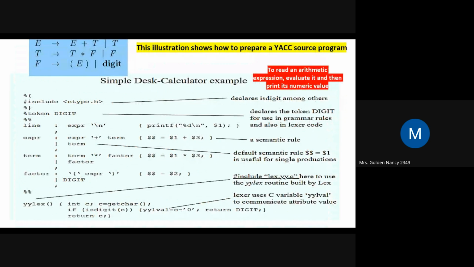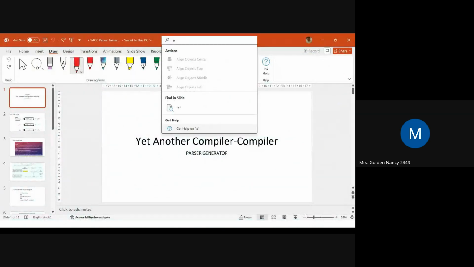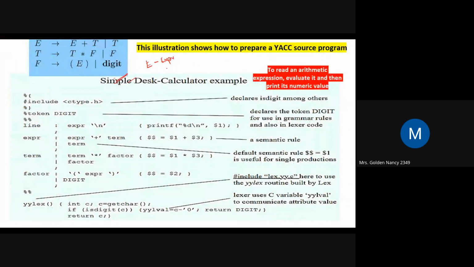So this is an example. Starting with the given grammar: E gives E plus T or T; T gives T star F or F; F gives open bracket E close bracket or digit. Here E represents the expression.